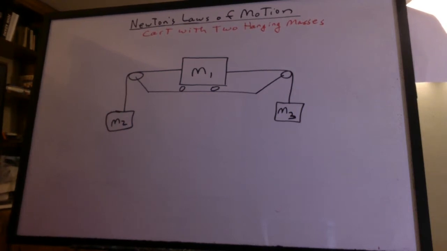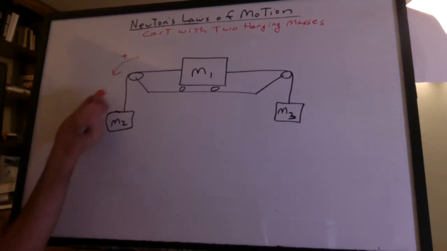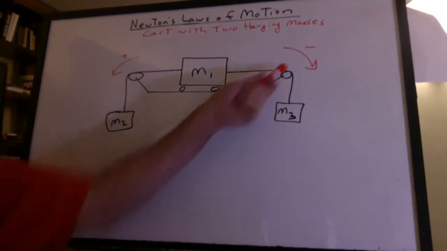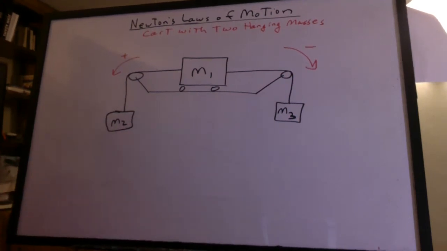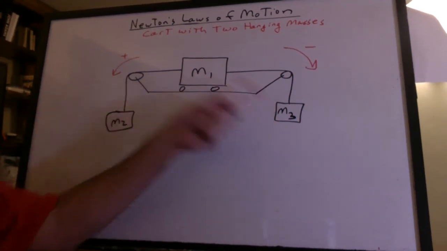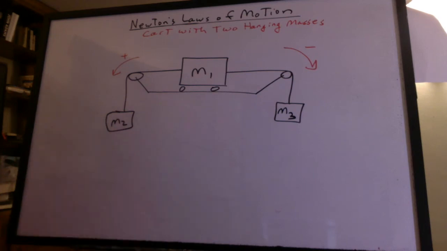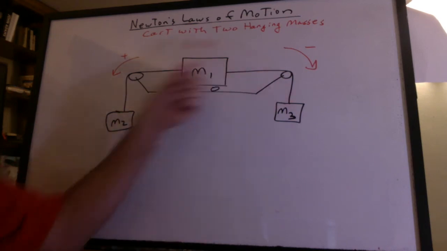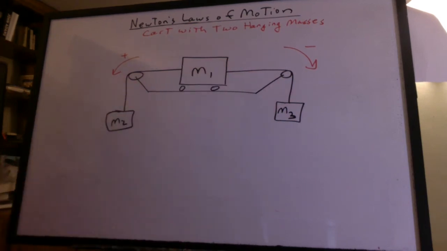Let's do another Newton's laws of motion problem. This is the cart with two hanging masses. Let's call this the forward direction, that way the backward direction. All three masses are connected and they will all have the same acceleration. So we'll find the acceleration of the entire system first.